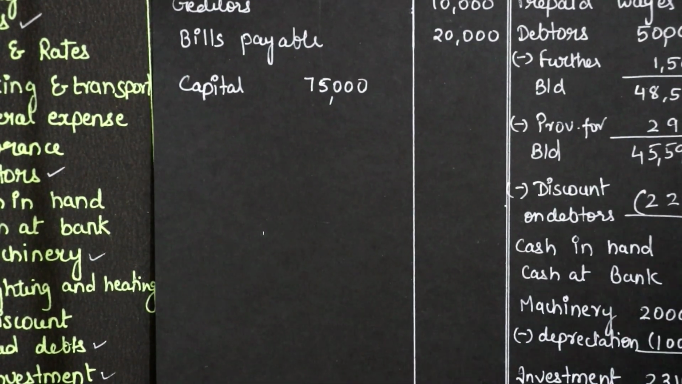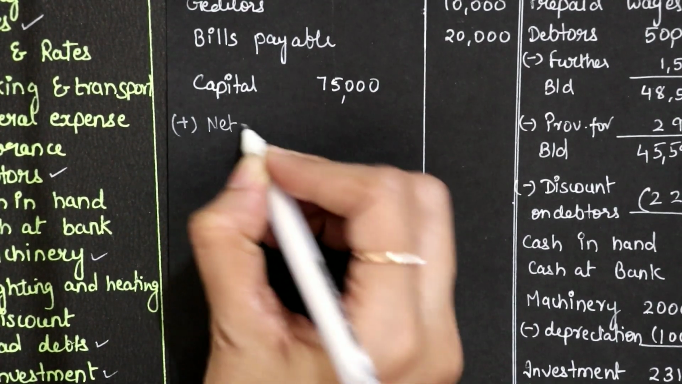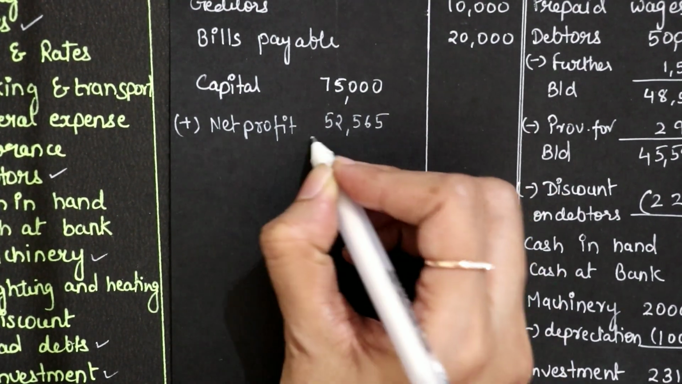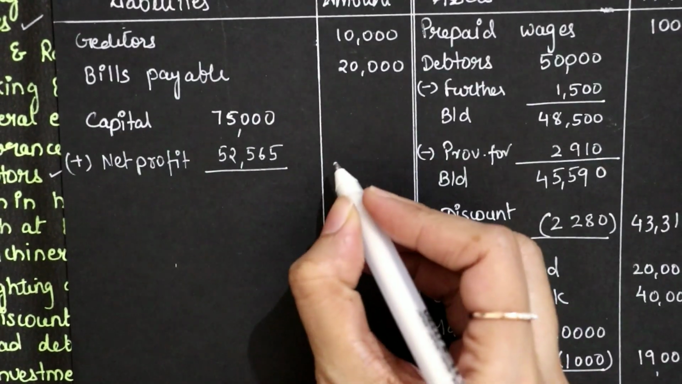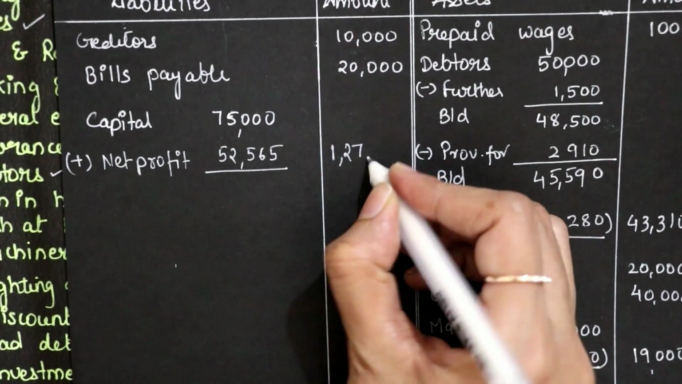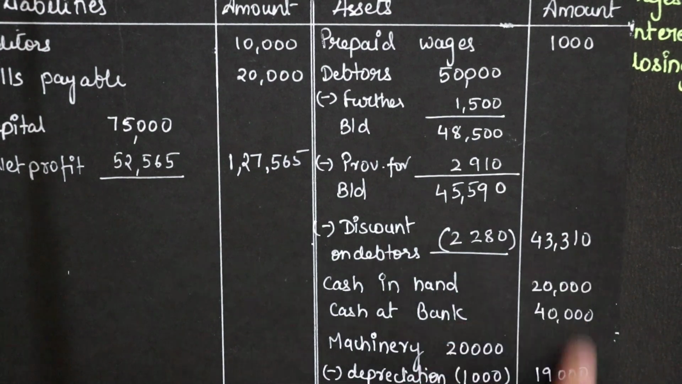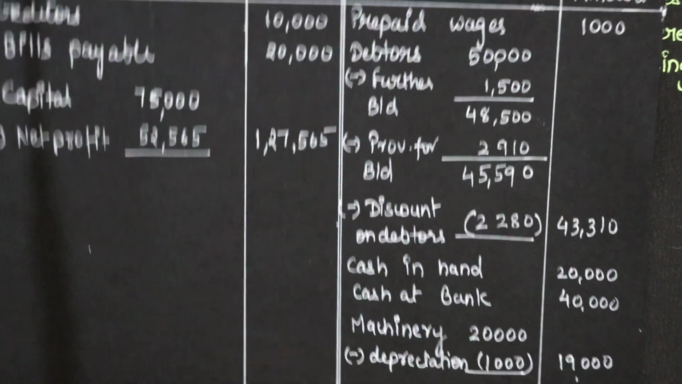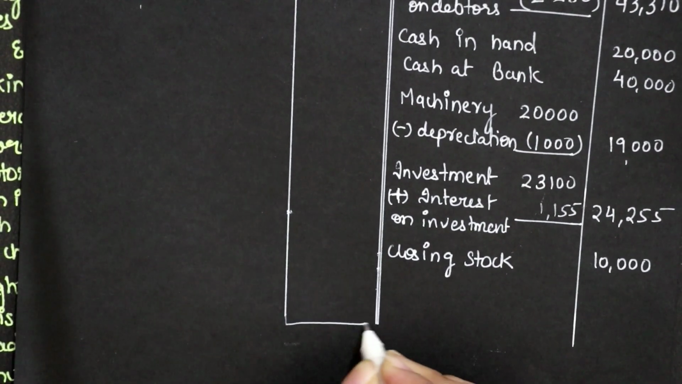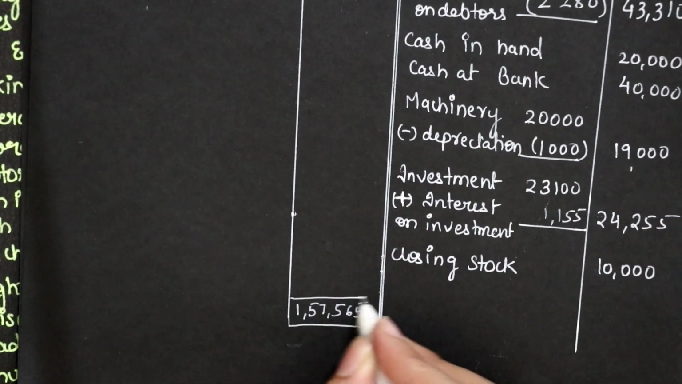If we get net profit, we will have to add it with capital. If we get net loss, we have to subtract. So we have to add net profit 52,565. That gives us a total of 1,27,565. Now we will tally the balance sheet. We'll calculate the amount on the asset side and the amount on the liability side, and we'll see if this tallies or not. The total of both the sides comes to 1,57,565. So our balance sheet has tallied.